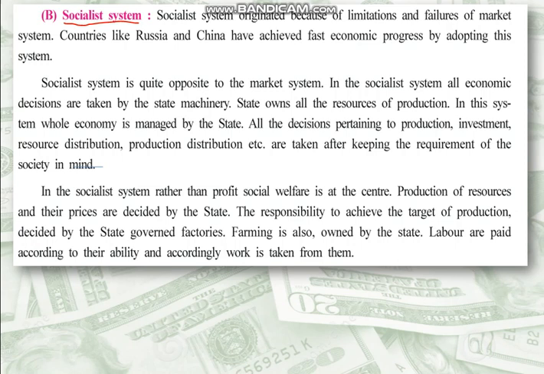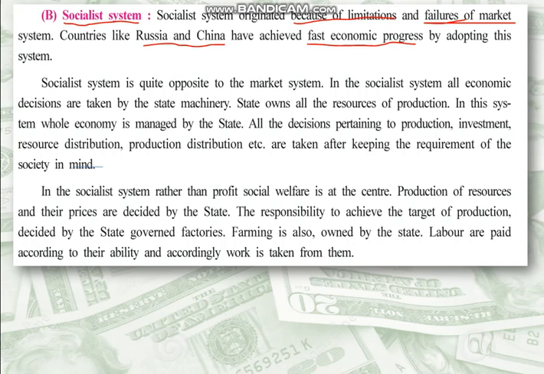The socialist system originated because of limitations and failures of the market system. See, why did it originate? So here is the answer: it originated because of the limitations and failures of the market. Countries like Russia and China, which have a socialist and a communist government, have adopted this kind of system, and due to that they have achieved very fast economic progress.